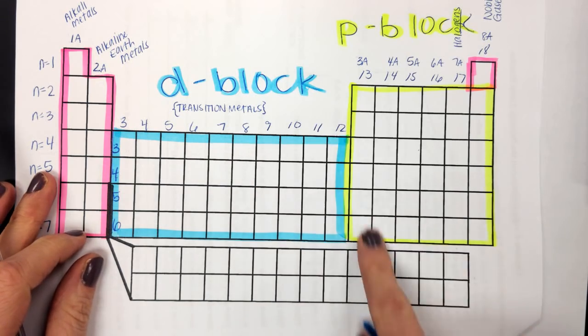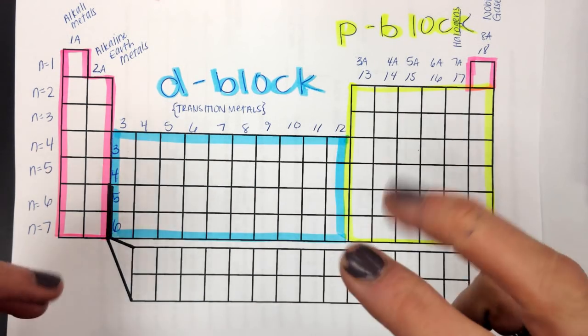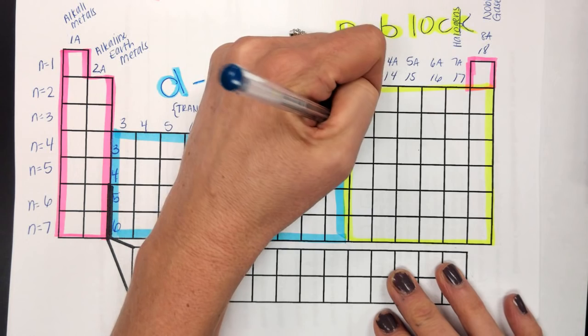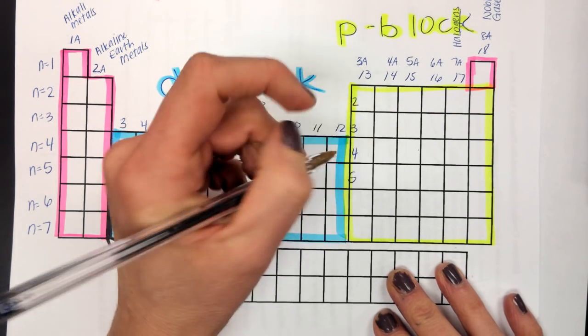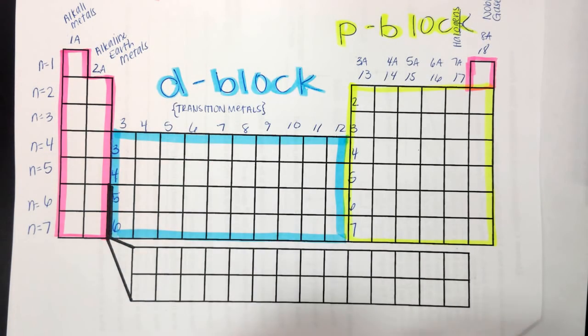When you get back to your P block, these are back on your normal energy level. So if you feel the urge to relabel that, feel free.